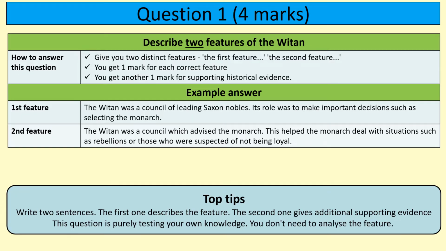So let's have a look at the first feature. So the Witan was a council of leading Saxon nobles. Its role was to make important decisions such as selecting the monarch. That's enough. You're going to get a couple of marks for that. Then you're going to go on to your second feature. So second feature, the Witan was a council which advised the monarch. This helped the monarch deal with situations such as rebellions or those who are suspected of not being loyal. Again, you're given a feature and you backed up with supporting knowledge.